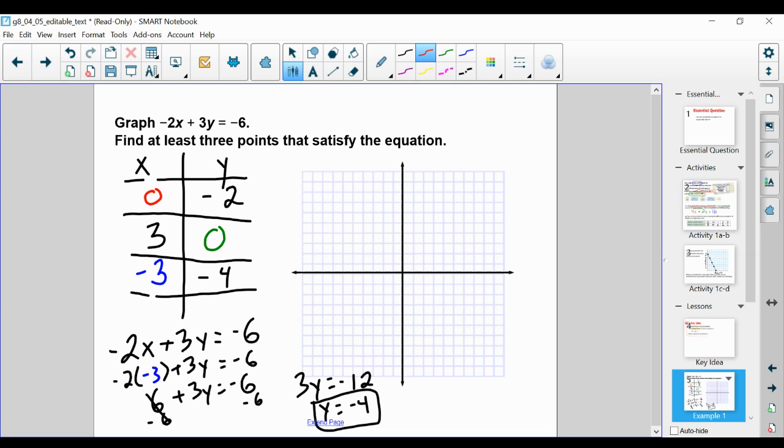So the first corner point is going to be 0, -2. Second corner point is going to be 3, 0. Then we're going to have -3, -4. And what do you see is forming? Yeah, we're going to have a straight line. It's going to look something like this. Let me extend it.